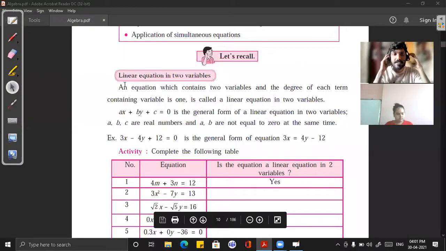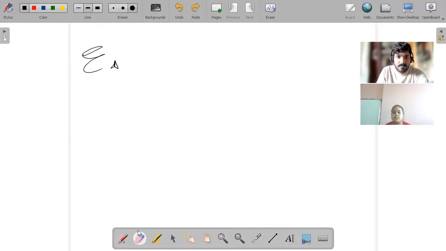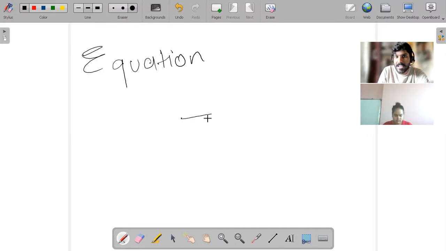Okay, so we'll start with linear equations. Before linear equations, can you tell me what is an equation? Equal to sign. Yes, equal to sign. Any expression that has an equal to sign is called an equation.